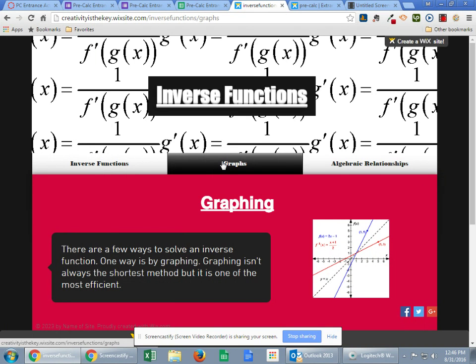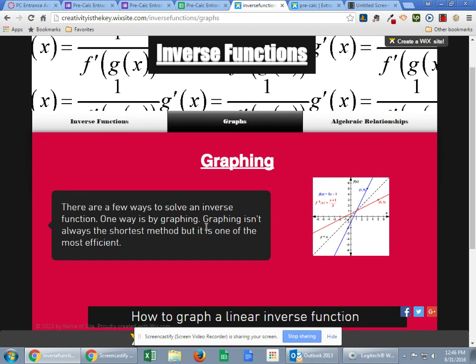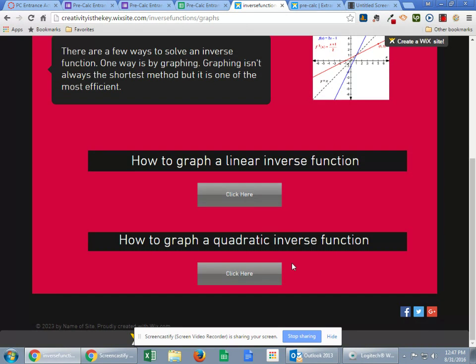Next step would be graphing. There are a few ways to solve an inverse function. One way is graphing. Graphing isn't always the shortest method, but it's one of the most efficient. And then these down here are actually going to help two different ways, either solving linear or quadratic.